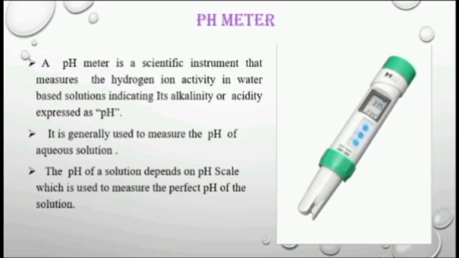Now we are going to see what are the uses of a pH meter. A pH meter is a scientific instrument that measures the hydrogen ion activity in water-based solutions, indicating its alkalinity or acidity expressed as pH. It is generally used to measure the pH of aqueous solution. The pH of a solution depends on the pH scale, which is used to measure the perfect pH of the solution.